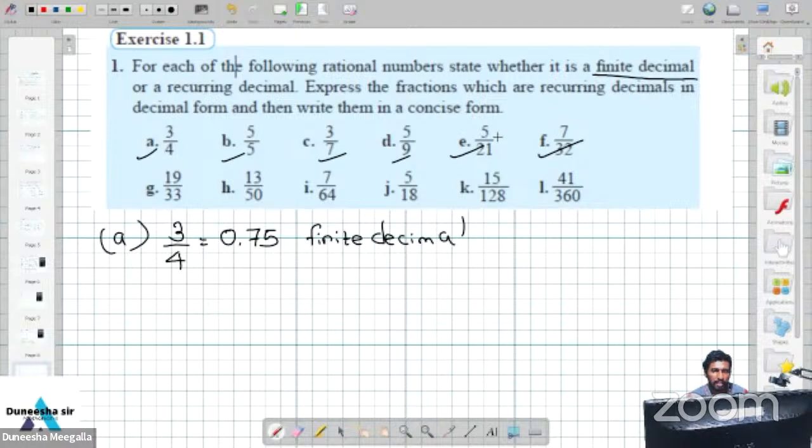You can use a calculator for these divisions. You don't use it for the other questions. Use a calculator, okay. Five divided by 5 is 1. It's finite. Finite decimal.